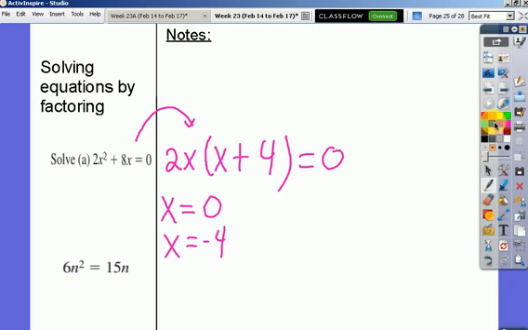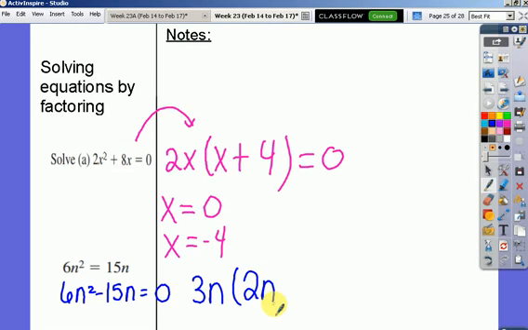Subtract 15n first. 6n squared minus 15n equals 0. Now, I can look at the greatest common factor. Does that make sense? Always set it equal to 0 first, before you start factoring. So what is the greatest common factor? 3n. Remember, we're not just looking at the coefficients, we're also looking at the variable. So what do I have to multiply 3n by to get 6n squared? 2n. Remember your rules of exponents.